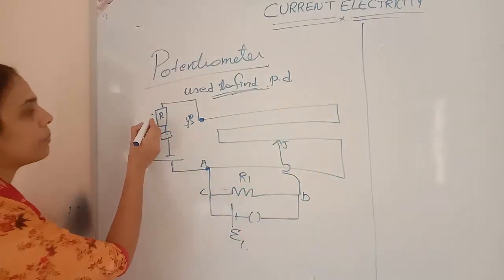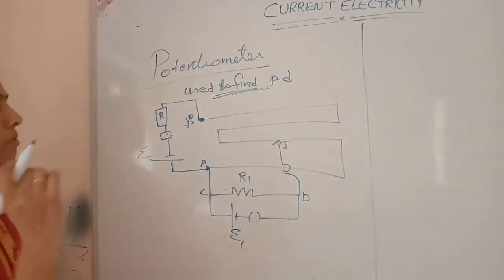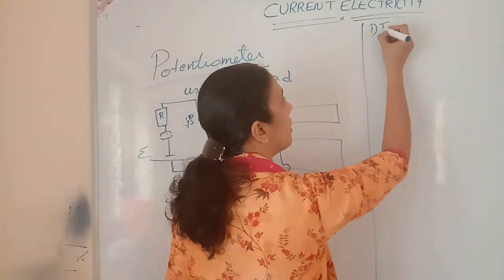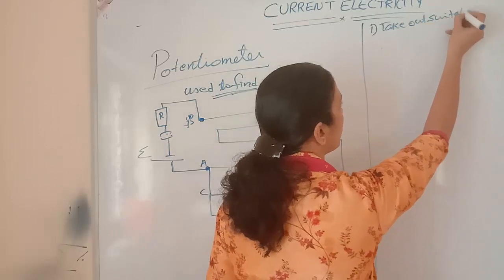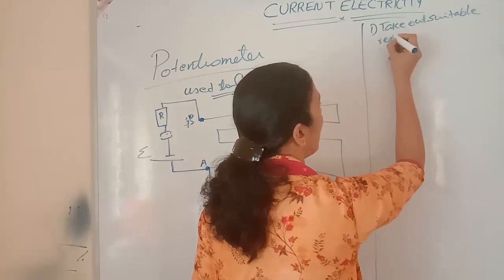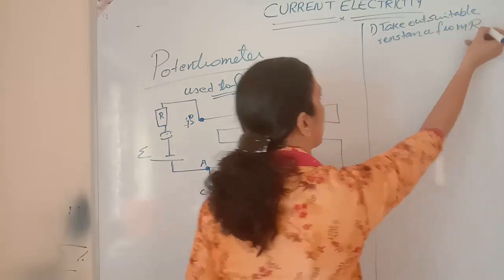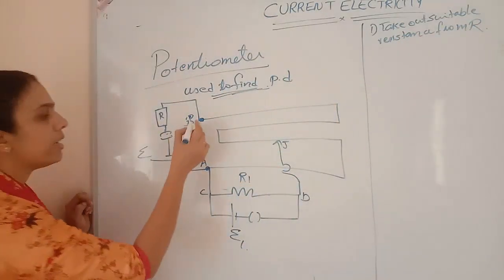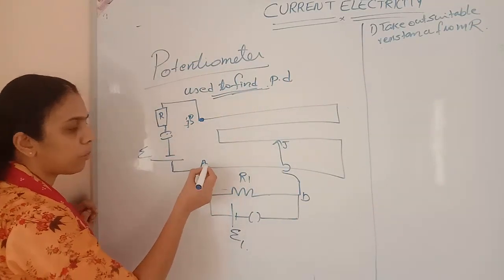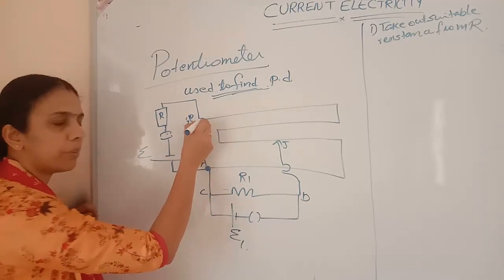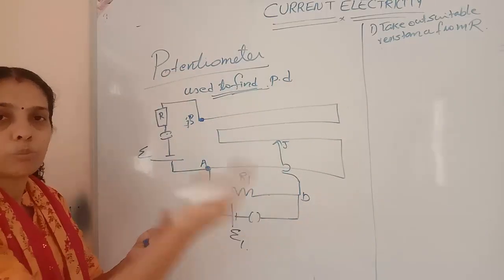How we will be doing the experiment here? First, we will take out a suitable resistance from the resistance box, R. What is that suitable resistance? See, suitable resistance means, after taking out a resistance, if we are keeping the jockey at the point A and at the point B, the galvanometer should show deflection on both the sides.